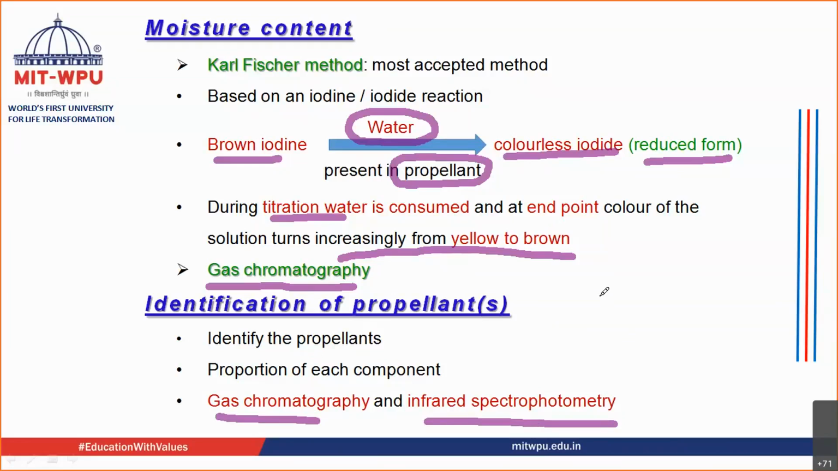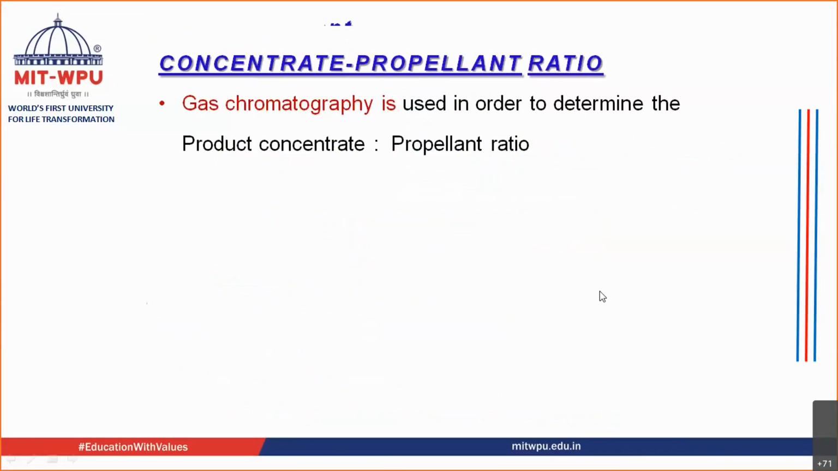Next you carry out the identification of the propellant concentrate ratio, the product concentrate ratio. Again, the method that is used is gas chromatography. This gas chromatography method, I think you have in third year in analysis, or if not, then you will be studying it in the final year. So this gas chromatography method is used in order to determine the product concentrate propellant ratio. So these are some of the physicochemical tests that are carried out for your aerosol.